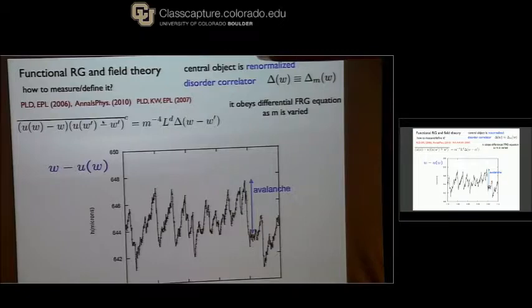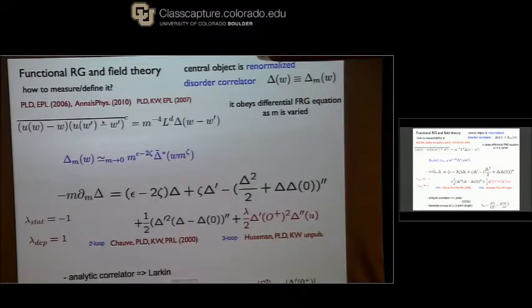And as a result, you can show that it obeys a differential equation as you vary the mass. So it depends on this parameter M. And when M goes to zero, you would like that it goes to some kind of fixed point from which you can read off the exponents. And that's what happens. When you vary M, you can write an exact differential equation. So I say exact. It's exact, but it's an expansion in order.